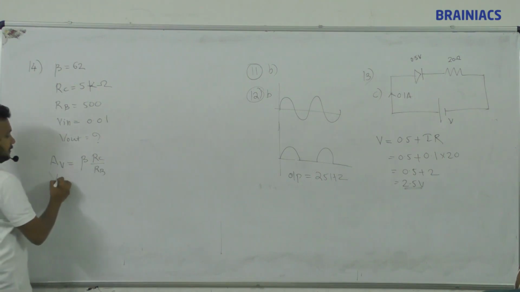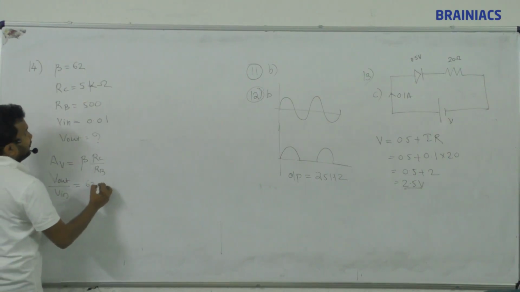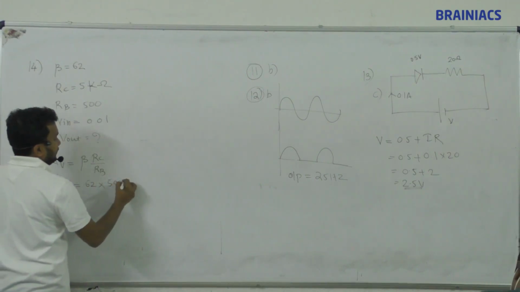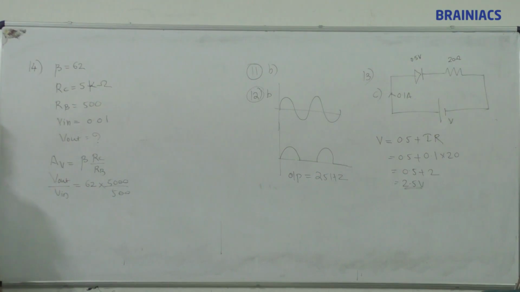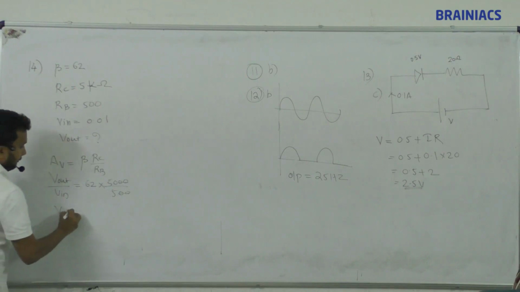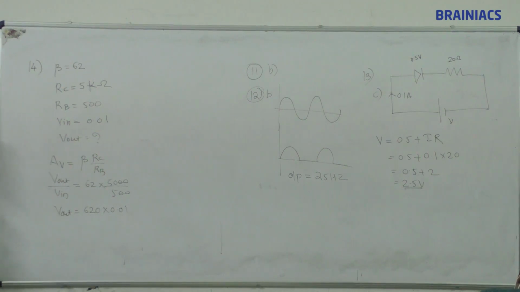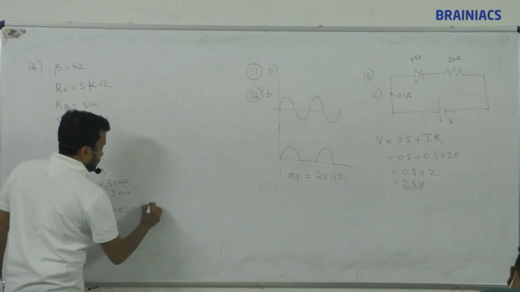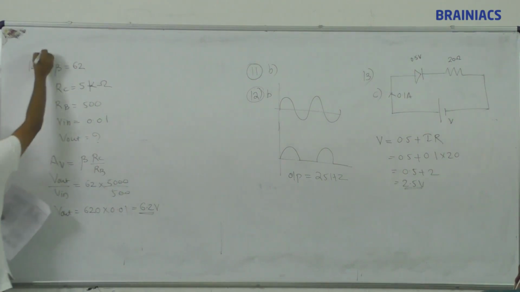So what is AV? V out by V in. Okay, tell me the answer then. 62 into 5 kilo ohm divided by RB, that is 620 into V in, 620 into 0.01, which is 6.2. Correct. 6.2 is the option, 14th B.